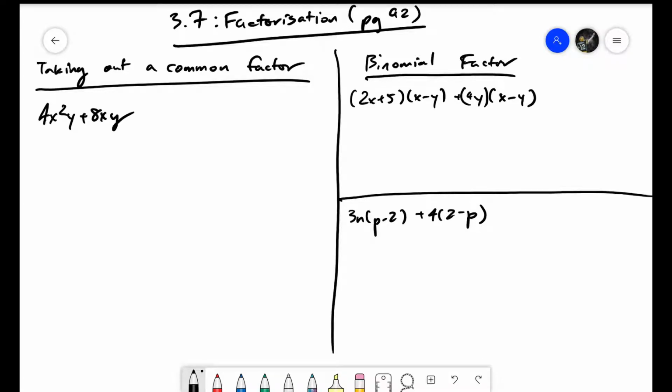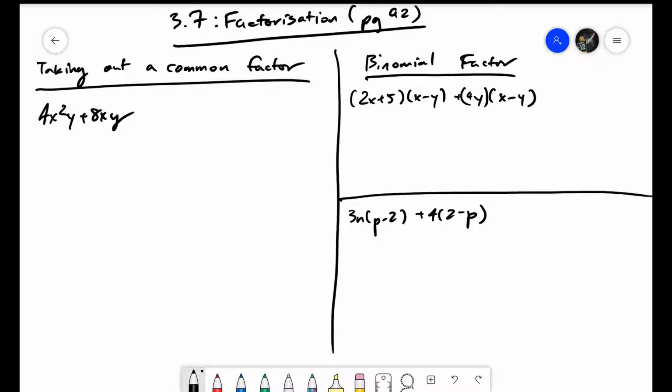In this video, we're going to talk about lesson 3.7, which is factorization. This lesson is found on page 92 in the textbook. So the first method of factorization is taking out a common factor. In this first problem, we'll look at taking out a monomial factor, and the next two problems we'll look at taking out a binomial factor.